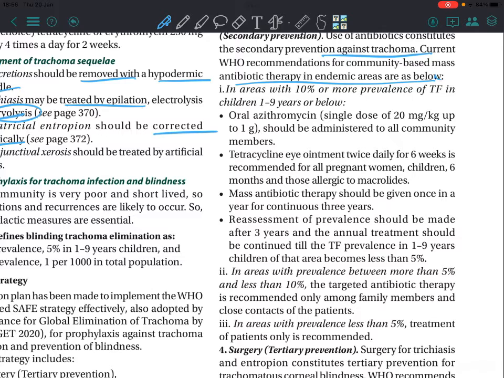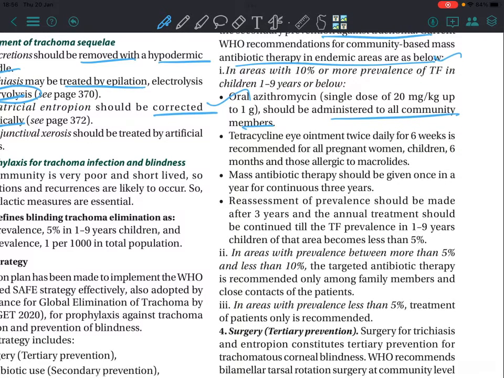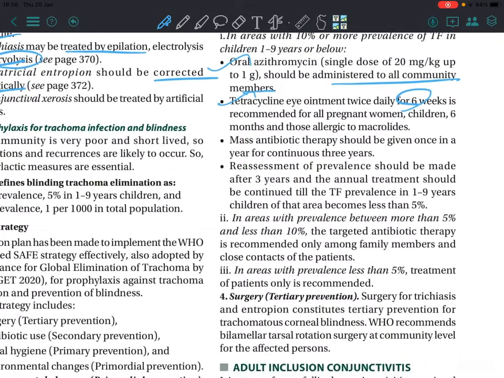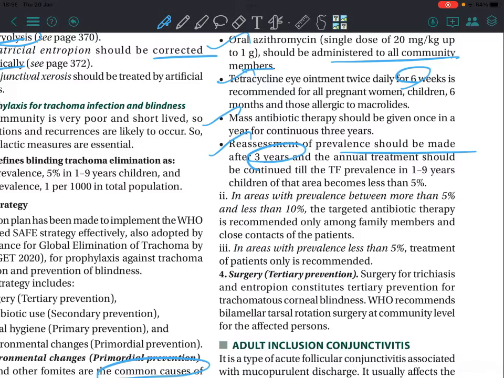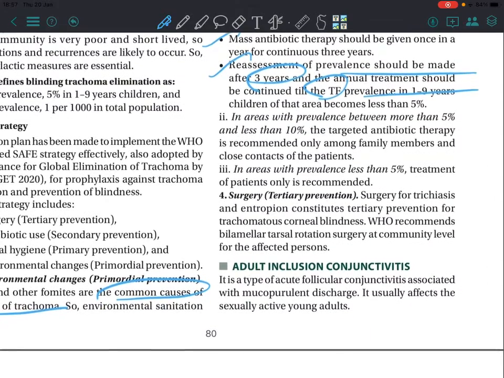The antibiotic therapy in endemic areas is as follows. Oral azithromycin should be administered to all community members. Tetracycline eye ointment twice daily for 6 weeks. Mass antibiotic therapy should be given once a year for 3 continuous years. Reassessment of prevalence should be made after 3 years, and annual treatment should be continued till TF prevalence in 1 to 9 year old children falls below 5%.